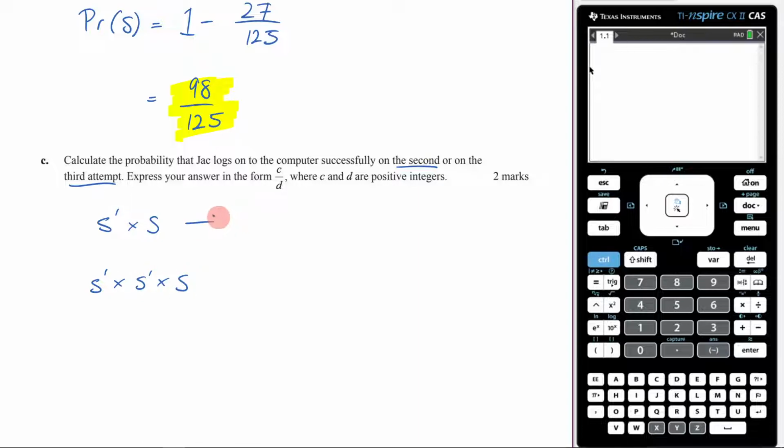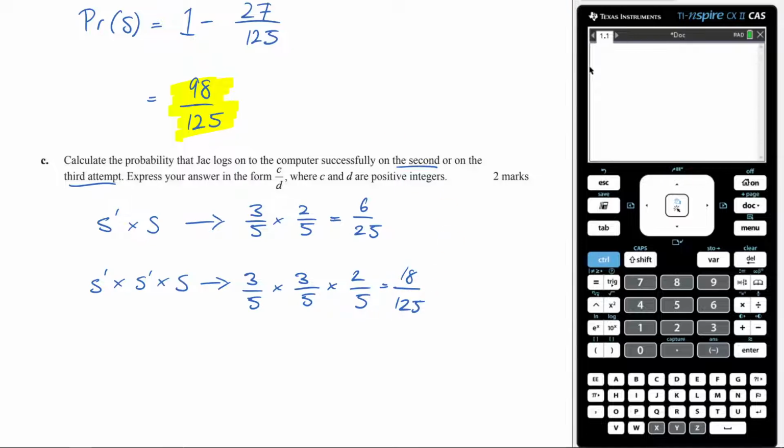Now, what would these be as probabilities? Well, this would be 3 on 5 for a failure, but then 2 on 5 for a success. So what is 3 on 5 times 2 on 5? It is going to be 6 on 25. And then what is going to be failure times failure times success? So if we multiply all of those together, we're going to get 18 on 125.